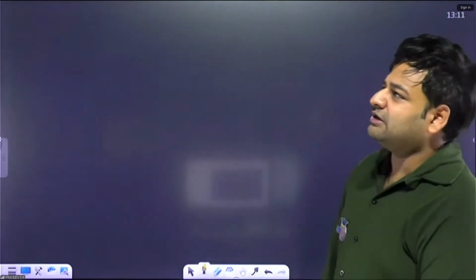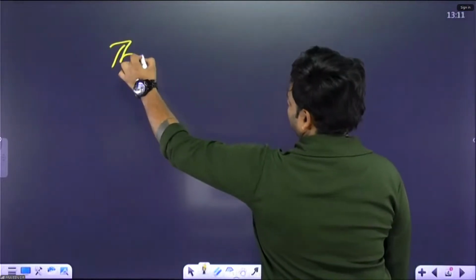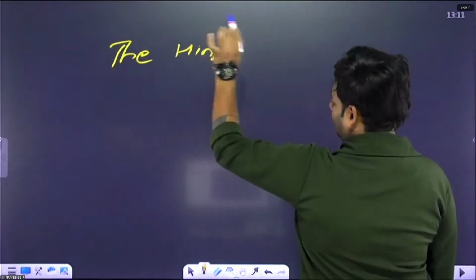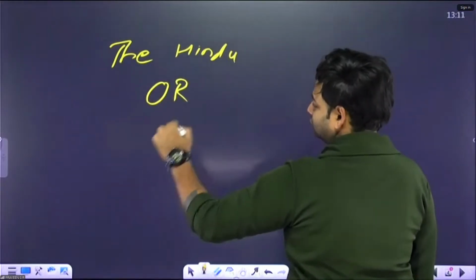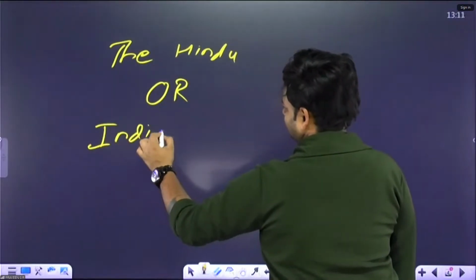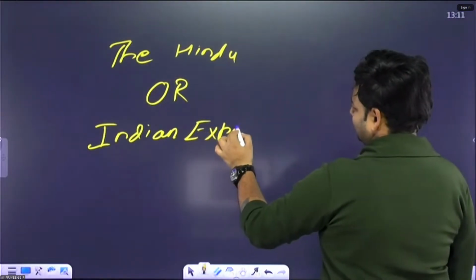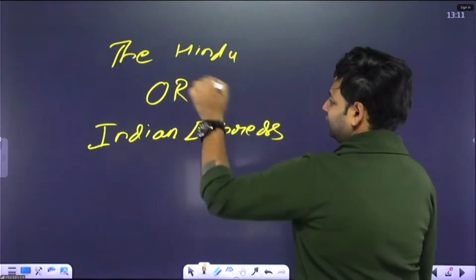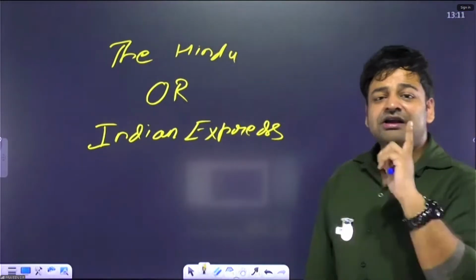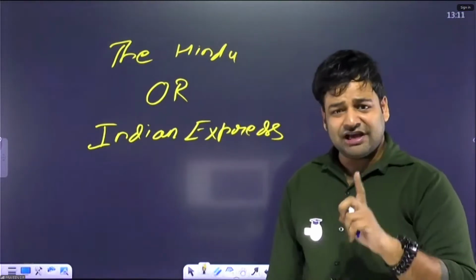What is this? Newspaper. The gift to the UPSC CSE aspirants, a gift that has often been ignored by the aspirants. So what newspapers can I follow? The Hindu or the Indian Express. Either of them, not both. Remember, either of them. And don't worry, StudyIQ English is there.